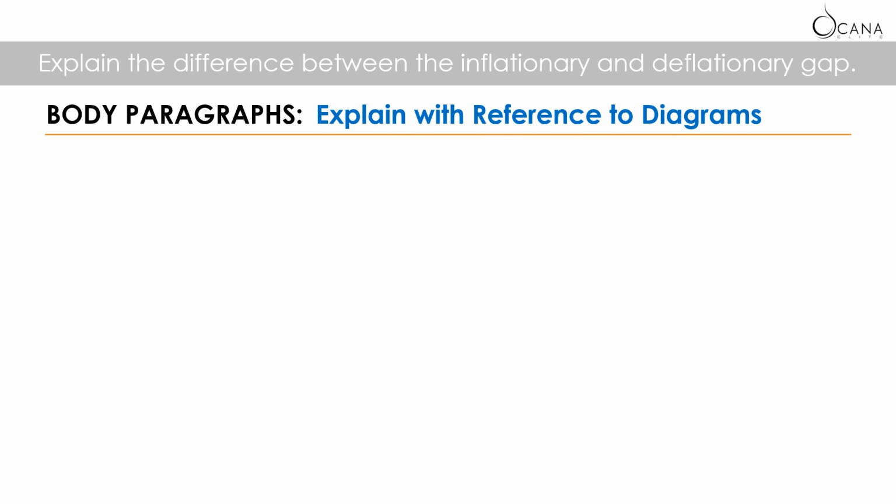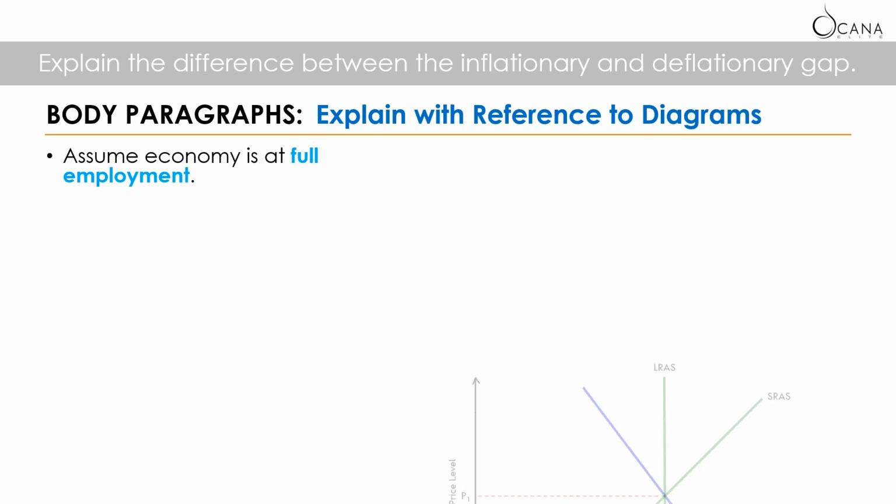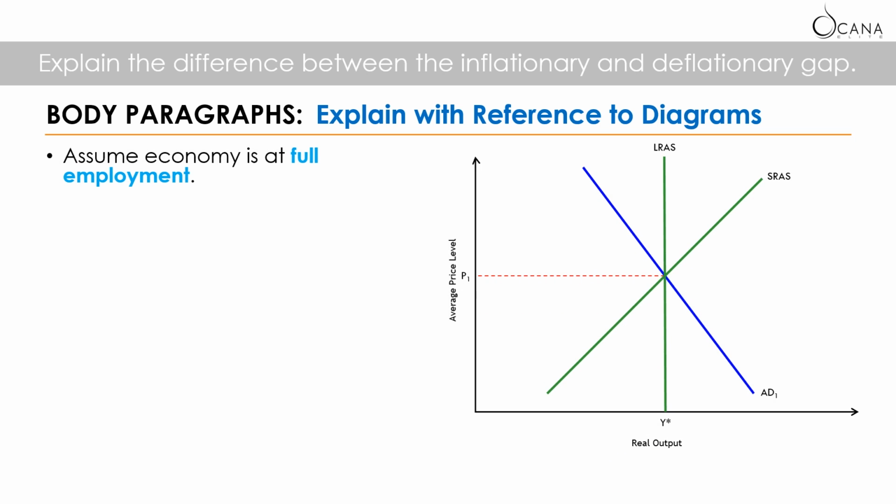Now, in the main paragraph, we can use diagrams to explain what is meant by inflationary and deflationary gap. The key is to be able to draw the diagram and be able to explain the diagrams in a logical manner. So assume that the economy is at full employment to start with. So full employment means that the SRAS and the AD intersect at the LRAS.